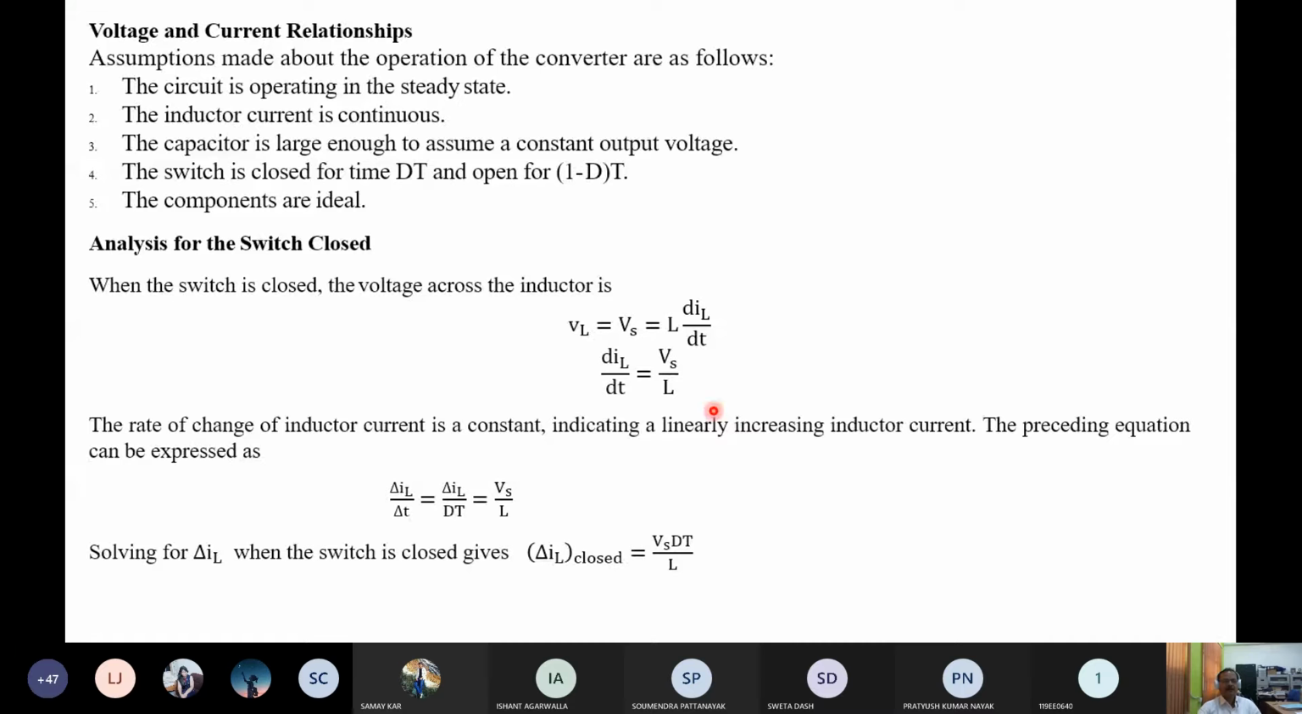So it can be written as ΔIL/ΔT equal to dIL/dt, because DT is the on time, Vs/L. So ΔIL closed is (Vs/L)DT. Same steps as the other DC-DC converters.